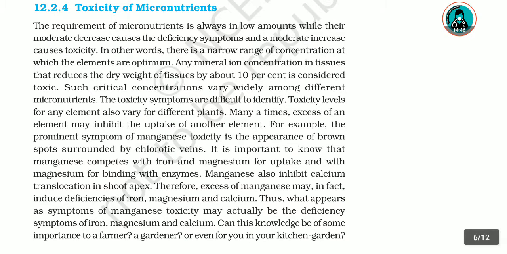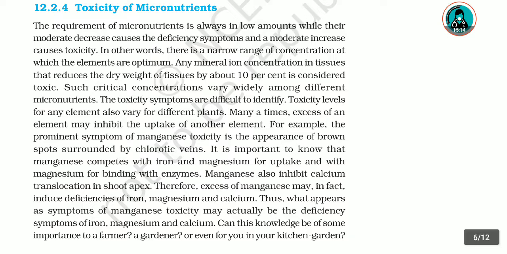12.2.4 Toxicity of micronutrients. The requirement of micronutrients is always in low amounts, while their moderate decrease causes deficiency symptoms and the moderate increase causes toxicity. In other words, there is a narrow range of concentration at which the elements are optimum. Any mineral ion concentration in tissues that reduces the dry weight of tissues by about 10% is considered toxic. Such critical concentrations vary widely among different micronutrients.